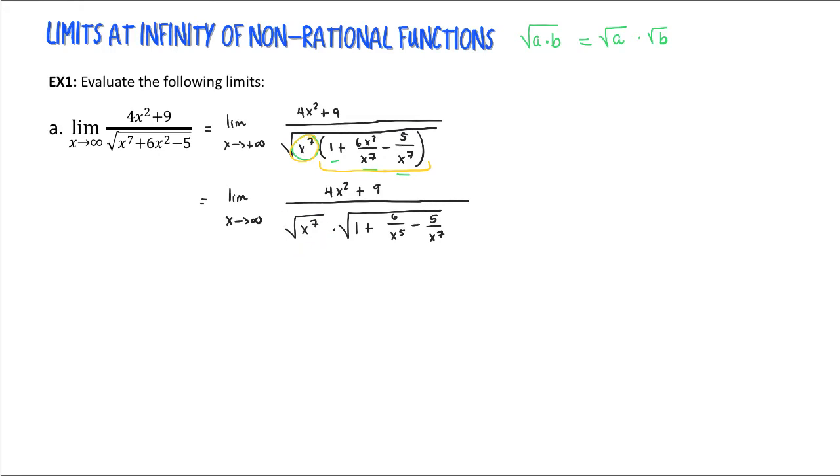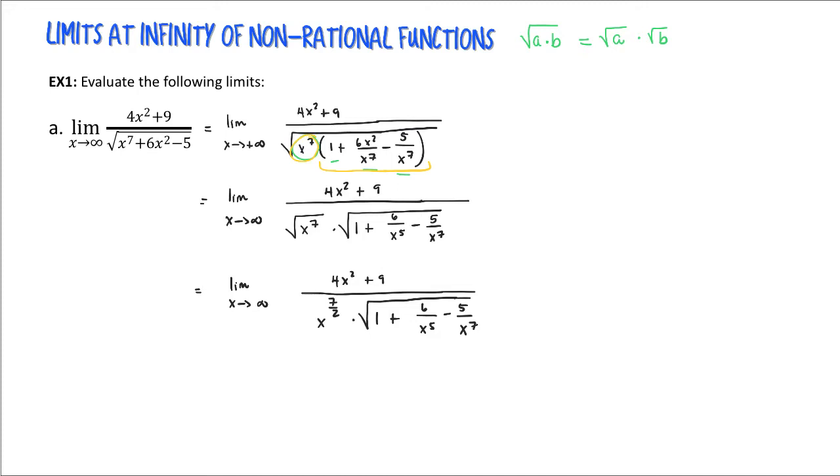What I am going to do now is change this radical into exponent form. We know that every radical can be expressed in exponent form. So this will be equal to the limit as x approaches infinity of 4x squared plus 9 divided by x to the 7 over 2, and then the other radical will stay as is: the square root of 1 plus 6 over x to the 5th minus 5 over x to the 7th.